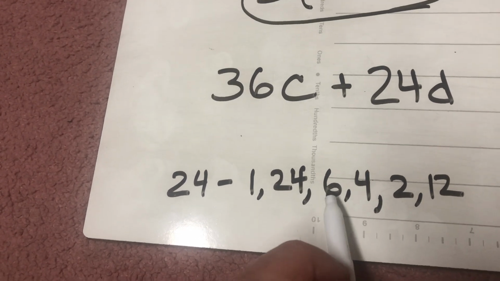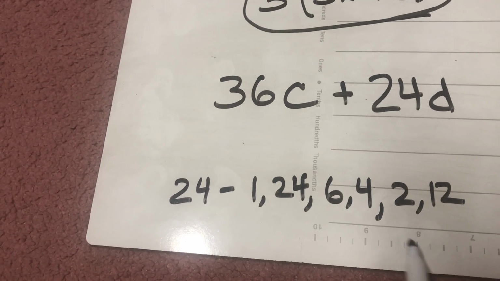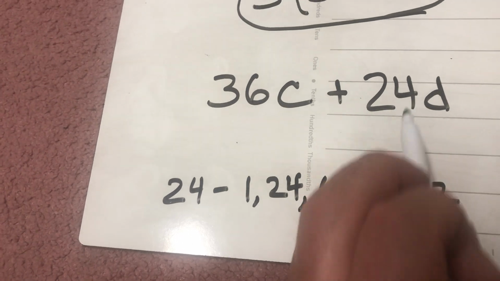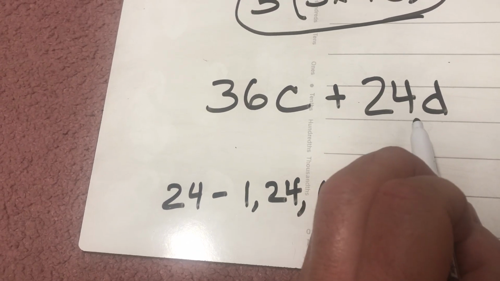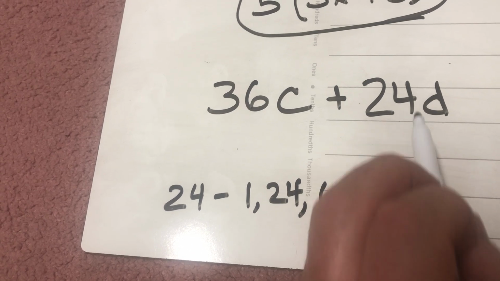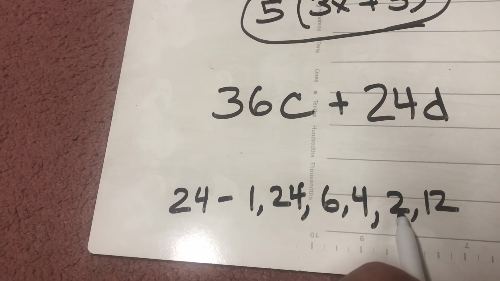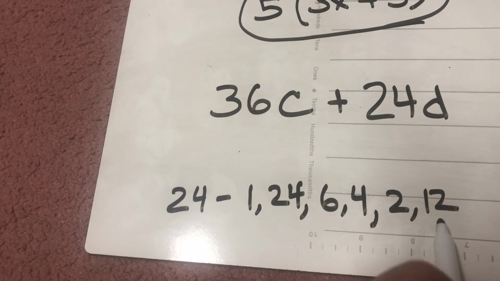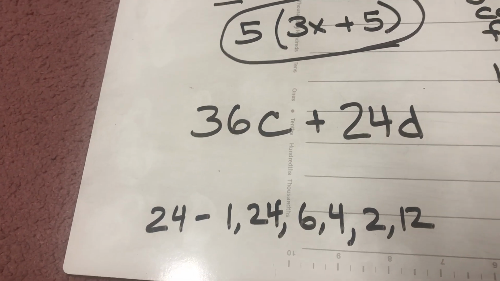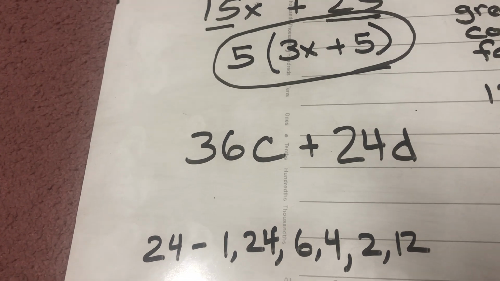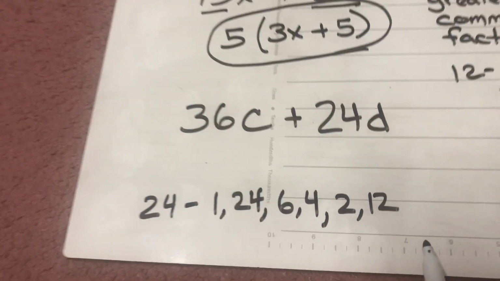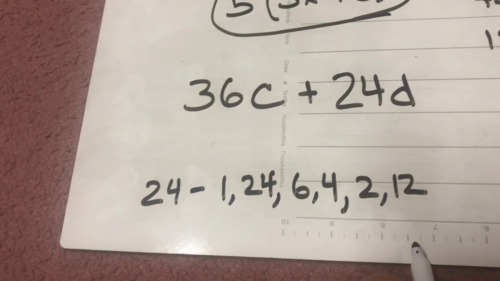1 can go into it, so 1 times something has to equal 24. That's 24. We know that 6 can evenly go into 24. So 6 times something has to equal 24. That's 4. I know that it's an even number. It ends in 0, 2, 4, 6, or 8. So it's divisible by 2. 2 can go into 24 12 times. Depending on your numbers, you may sometimes have to do some scratch work. I'm not expecting a whole lot of that on your assignment, but you may need to.